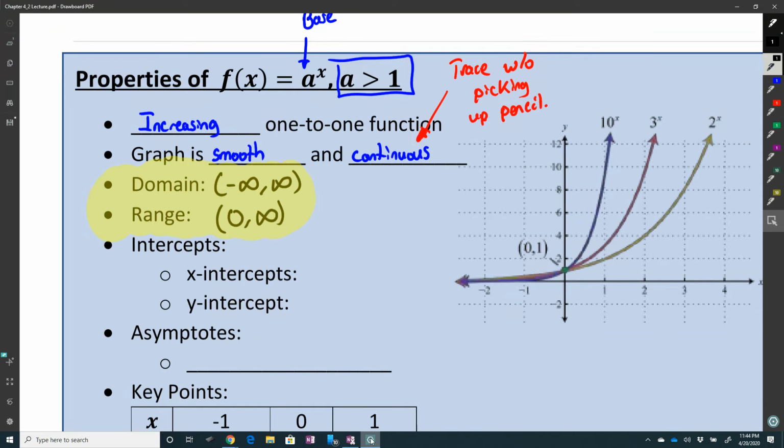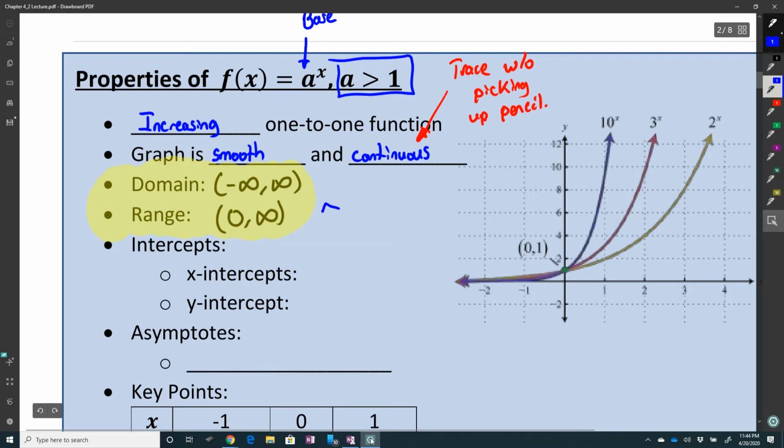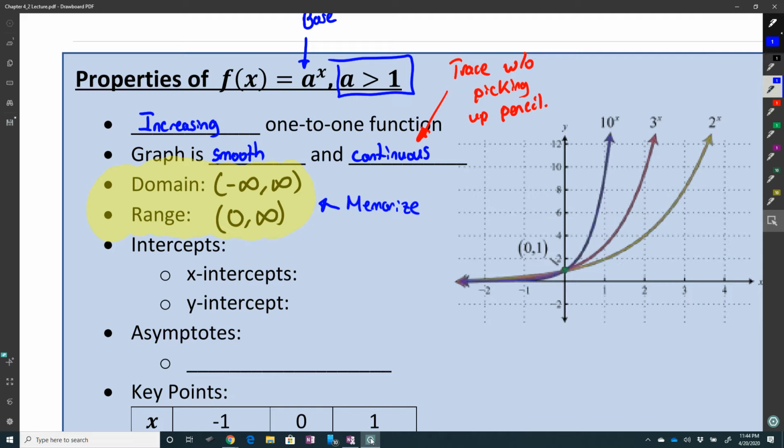But anyway, you have to have this memorized. If you ever see an exponential, automatically you know what the domain is, and automatically you know what the range is. And this is, again, before we move it. You can move the graph up, down, left, right. But before you do any of that, the range is 0 to infinity.